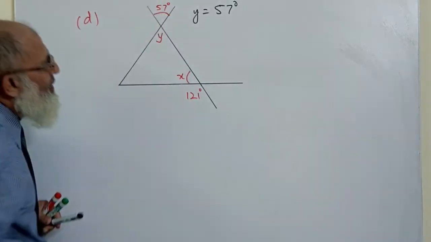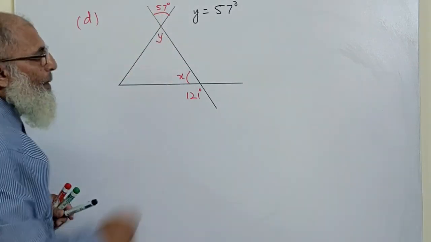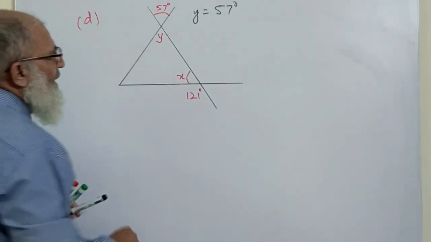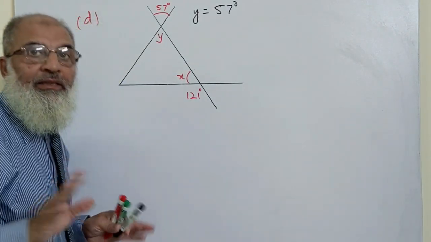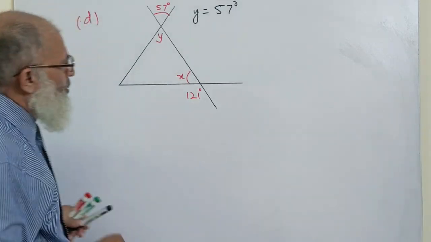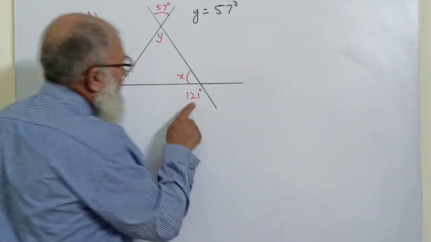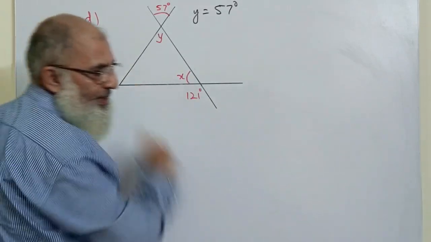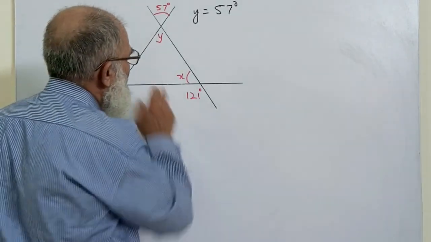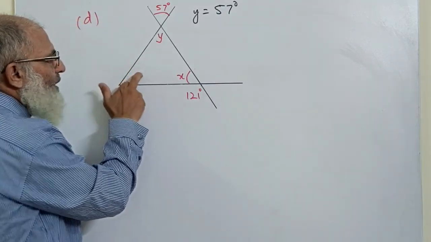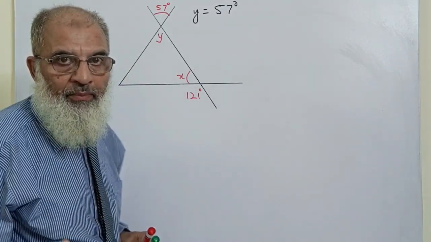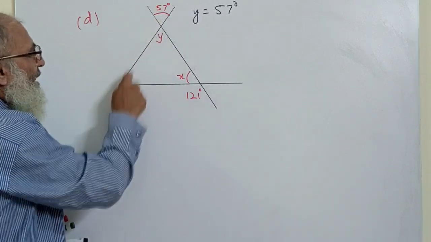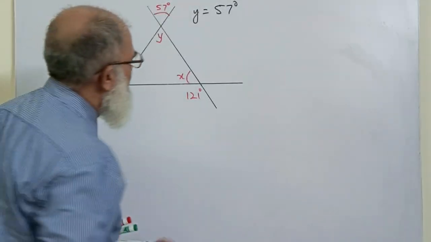Now this is 57 degrees. I can even find this angle also, but since it is not asked, I am not going to. I can also find these angles. I can also find angle z over here. It is very easy. And there is a theorem to find the angle when this outer angle is given to you.